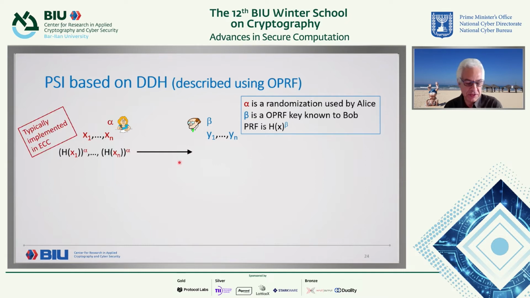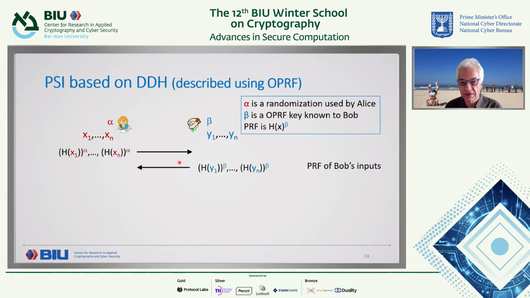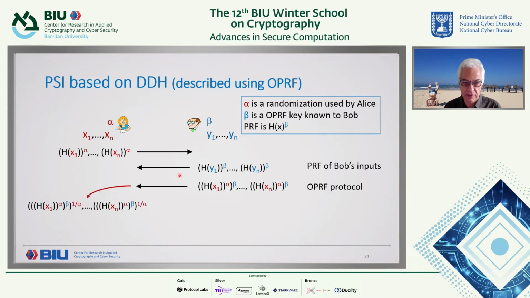Alice sends to Bob each of her values raised to the power of alpha. And usually we use elliptic curve groups to do this. Bob takes each of his inputs, computes H, and raises to the power of beta. So basically, he sends the output of the PRF on his inputs. And then he takes all of the values received from Alice, raises to the power of his key beta, and sends to Alice. Now, Alice takes these values, takes the alpha root.